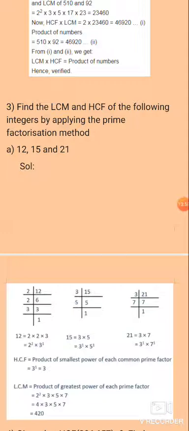So listen carefully students. The verification HCF into LCM is equal to product of 2 numbers is only possible for 2 numbers. When we consider 3 numbers, this relation is not possible. Rare cases it is possible. But when we consider that relation, HCF into LCM is equal to product of 2 numbers only, not 3 numbers. Clear? Here we need to just find out the HCF and LCM only.